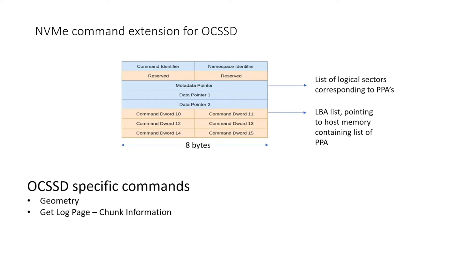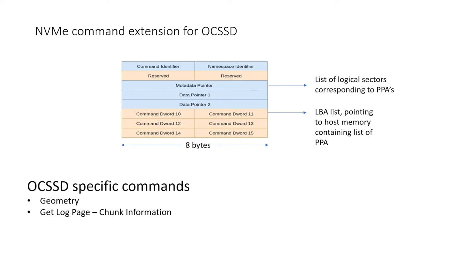Instead, it would point to a host memory in DMS space, and that host memory would contain a list of PPA. Even though in the OCSSD specification they name it as LBA list, it is actually a list of PPA, which is nothing but the addresses in physical NAND. So PPA stands for physical page address, right?